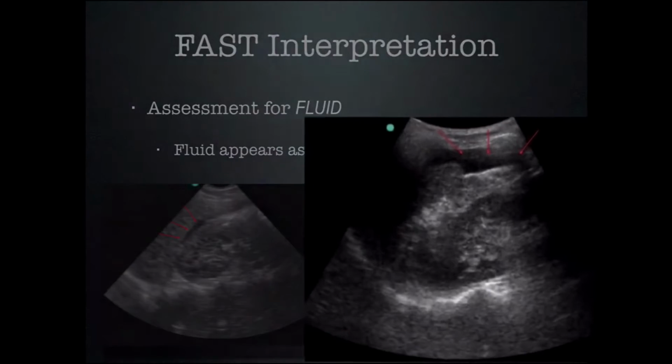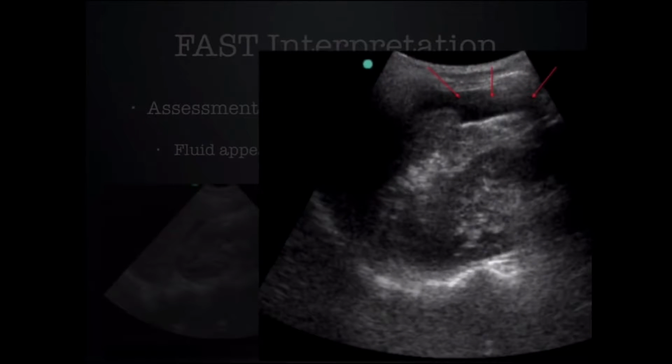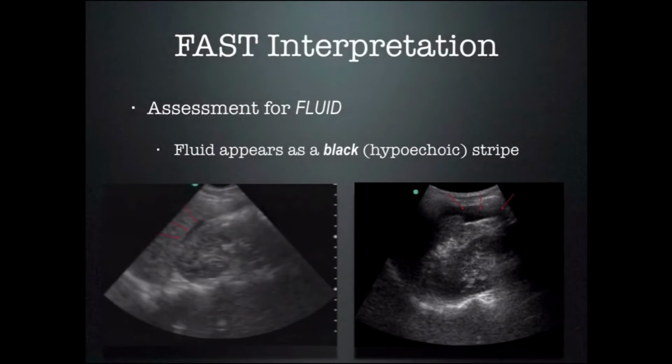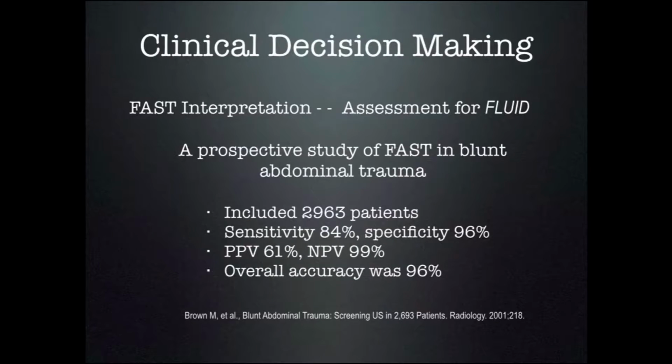And the picture on the right, we see the spleen and the kidney, and we see a big hypoechoic stripe of fluid outside of the spleen highlighted by the red arrows. This is also free intra-abdominal fluid. It should not be fluid here.